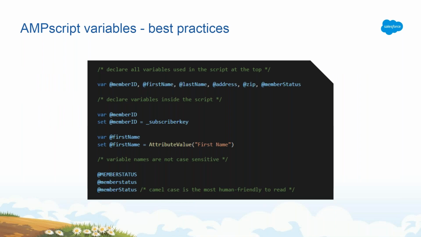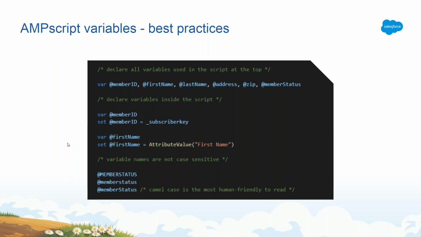So here are some best practices for declaring variables. You should really declare all your variables in the beginning using the var keyword, followed by a list of comma delimited variable names, like you can see here in this first example, or you could declare them one by one inside of the script by using the var keyword followed by the variable name. So we are declaring a variable and then we are setting the value for the variable.